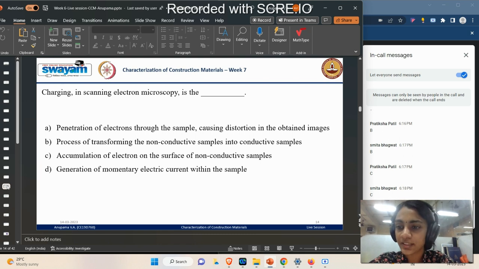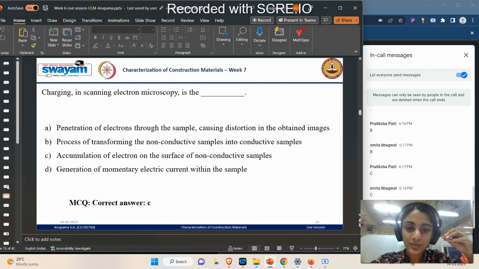Okay, let's move to the correct answer. The correct answer is option C. When you use non-conductive samples, like anything other than metals, this problem doesn't occur with metals, as we all know they are conductors. But if you use construction materials like cement or lime, which are non-conductive, the electrons falling from the scanning electron microscope get accumulated on the surface. That process is known as charging, and it occurs when the samples are non-conductive.